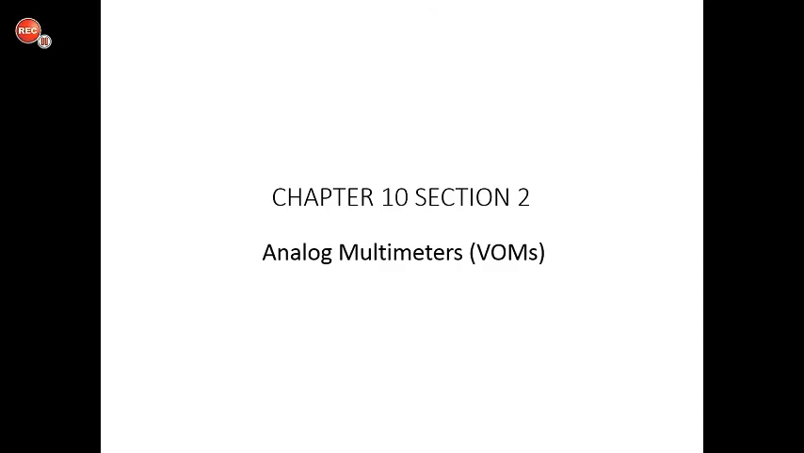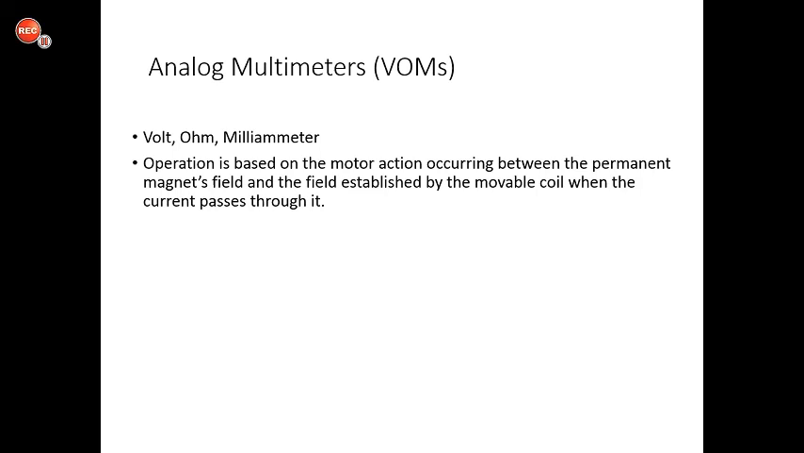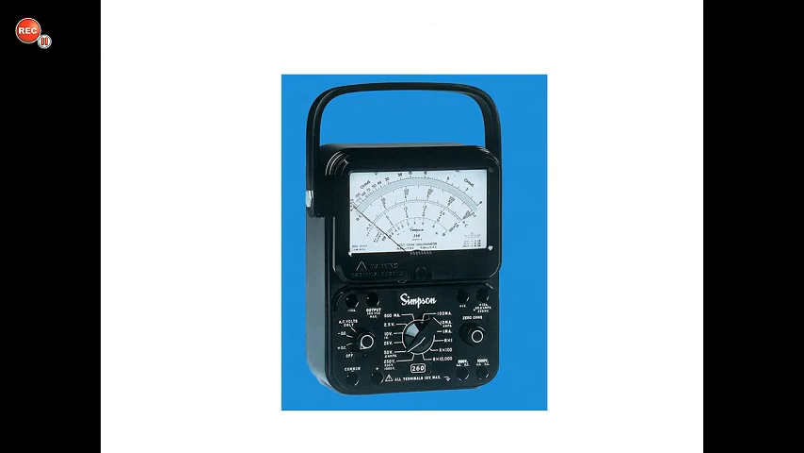This is section 2. It's about analog multimeters, or VOMs. That stands for volt, ohm, milliamp meter. Analog multimeters are typically capable of measuring voltage, resistance, and current, and that's usually about it. Digital multimeters, again, can measure many more different things. The operation of an analog multimeter is based on the motor action occurring between the permanent magnet's field and the field established by the movable coil when the current passes through it. We did cover this in DC circuits, but maybe it makes more sense now.